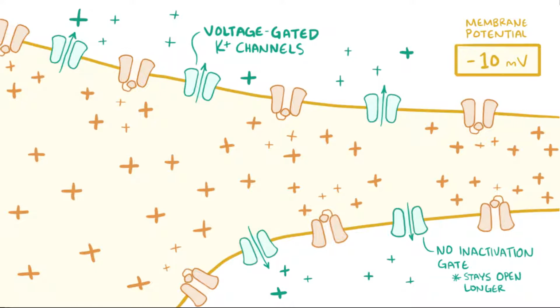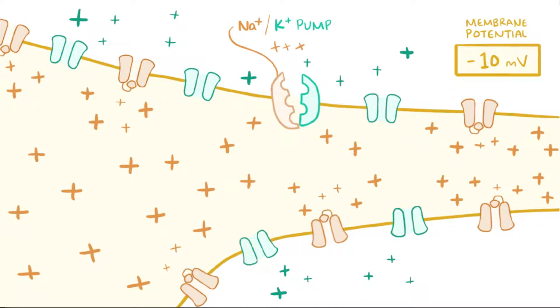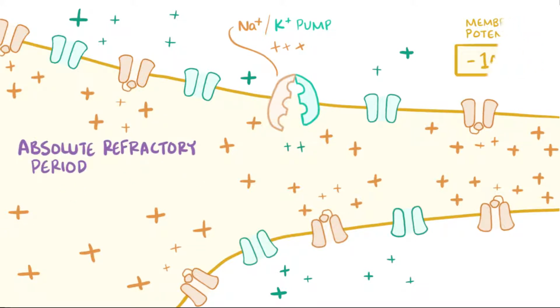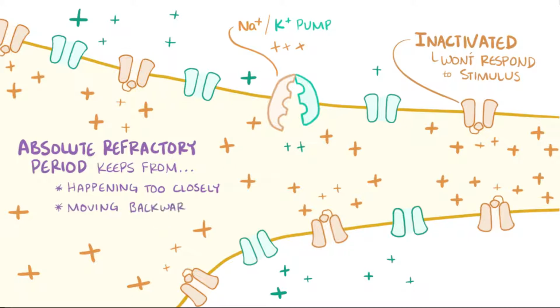During this repolarization phase, the cell also relies on the sodium-potassium pump, which is an active transporter that moves 3 sodium ions out of the cell and 2 potassium ions into the cell. It's during this repolarization phase that the cell's in its absolute refractory period, since the sodium channels are inactivated and won't respond to any amount of stimuli. This absolute refractory period keeps the action potentials from happening too close together in time, and also keeps the action potential moving in one direction.